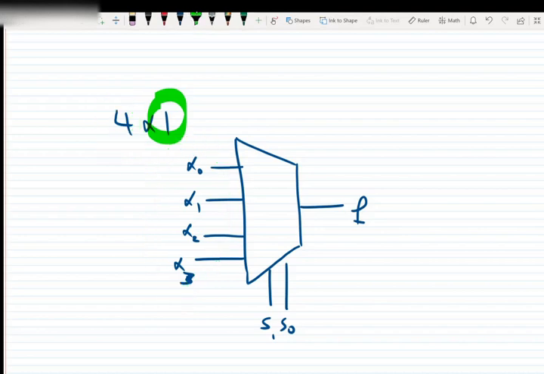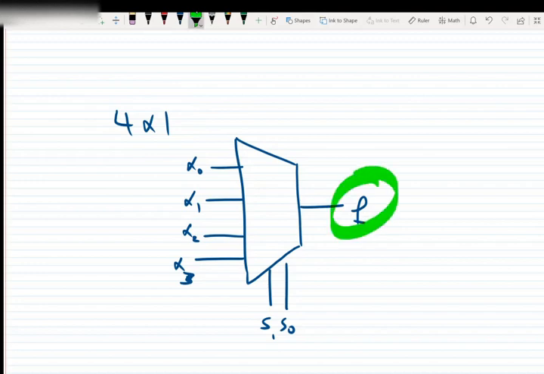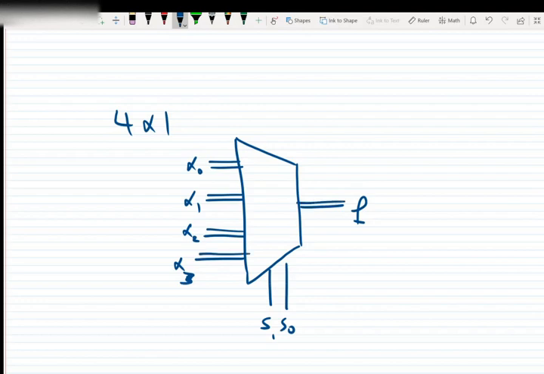How? Let me show you. Let's assume instead of 1 bit for each input and output, we have 2 inputs together called X0, 2 inputs together called X1, 2 inputs together called X2, and 2 inputs together called X3, and 2 outputs called F. Now, if the control inputs are 0, the first 2 inputs will be connected to the outputs. If S0, S1 are 1, 1, the last 2 bits will be connected to the output.